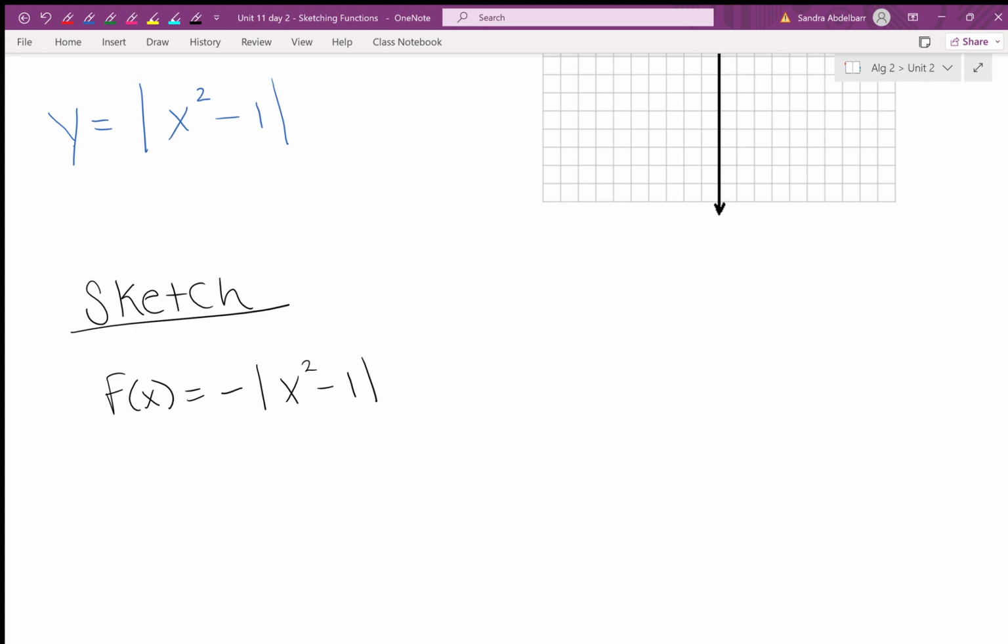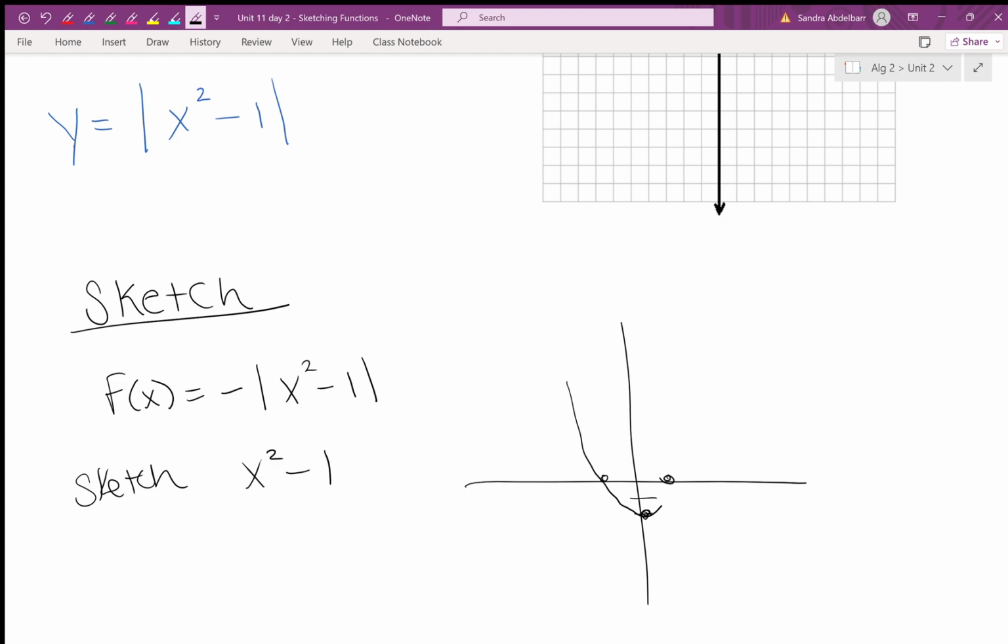All right, real quick before the bell rings, I don't think I'll have enough time, but what's going to happen is you are going to sketch x squared minus 1, which we already did. Then after we sketch that, we take the absolute value. So how do we take the absolute value? We just take that part that's underneath and reflect it out.